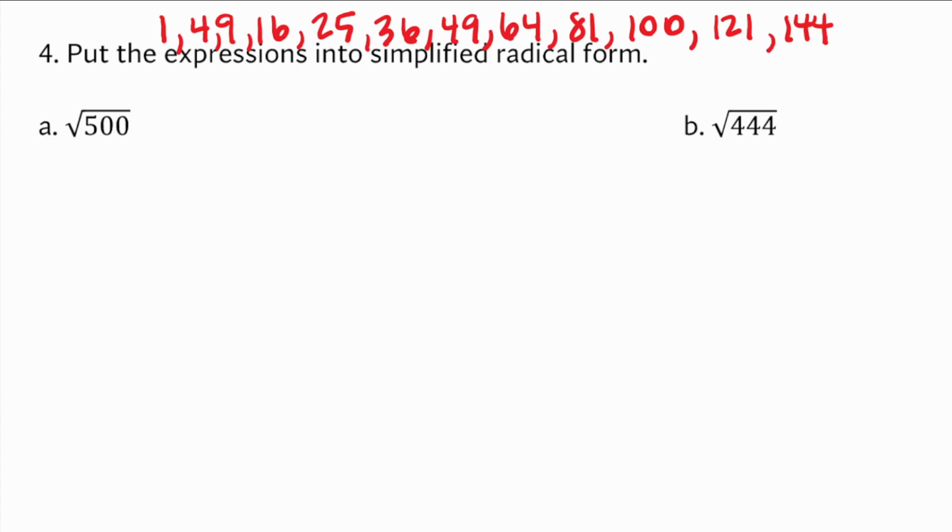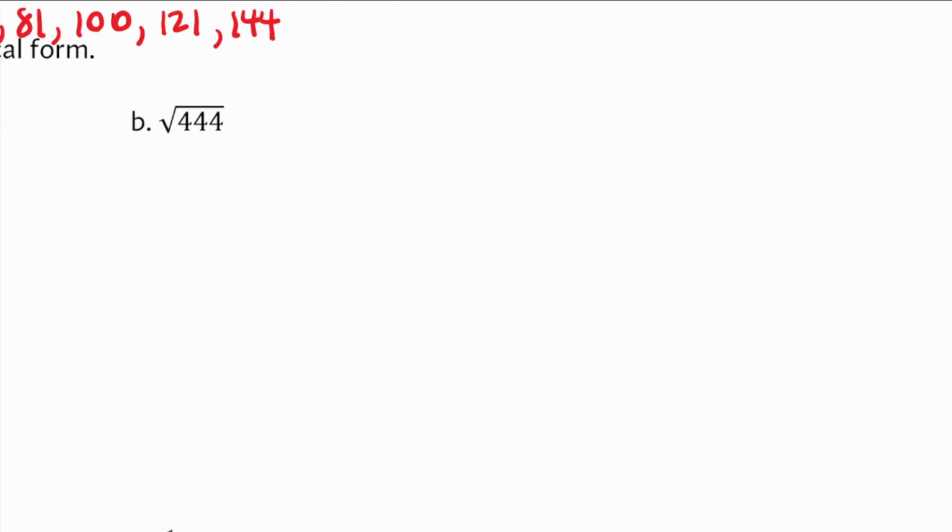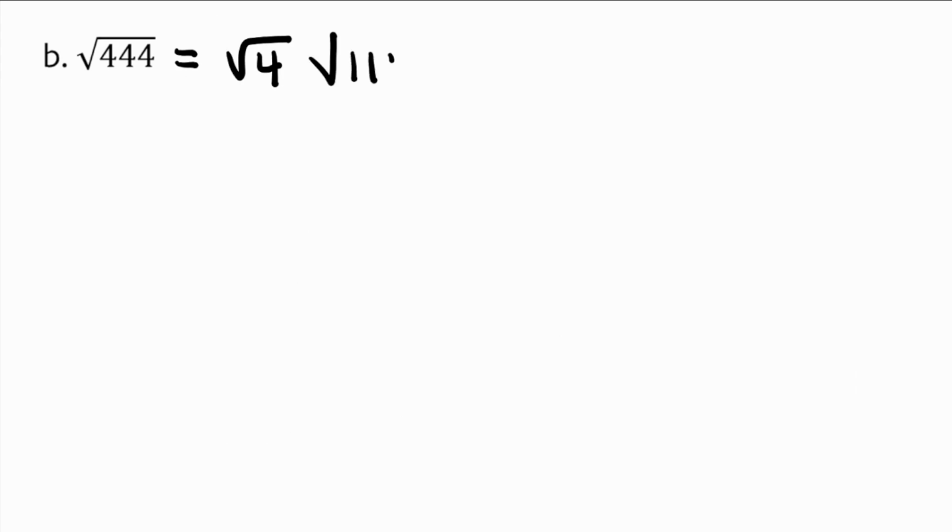Okay, here at 500, that's going to be divisible by 100, so I'm going to say, hey, that's the square root of 100 times the square root of 5. And then that's going to be 10 root 5. Square root of 444. Okay, I see it's divisible by 4. I don't know if there's anything else, so I'm just going to say square root of 4 times the square root of 111.